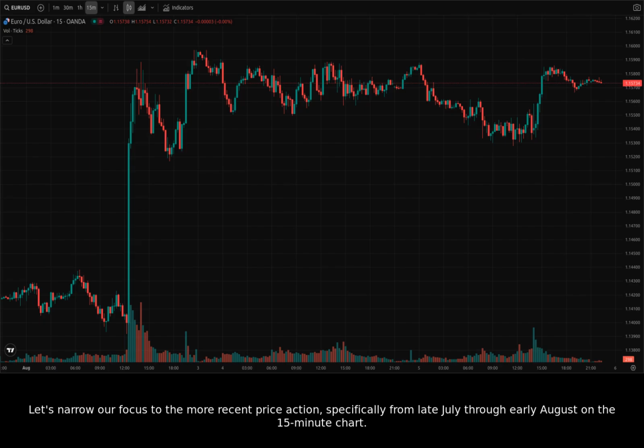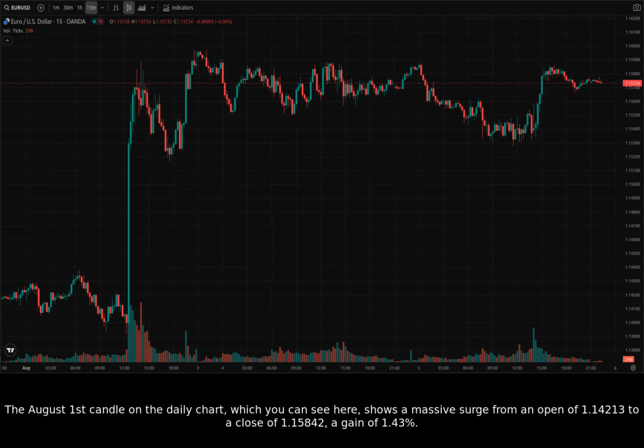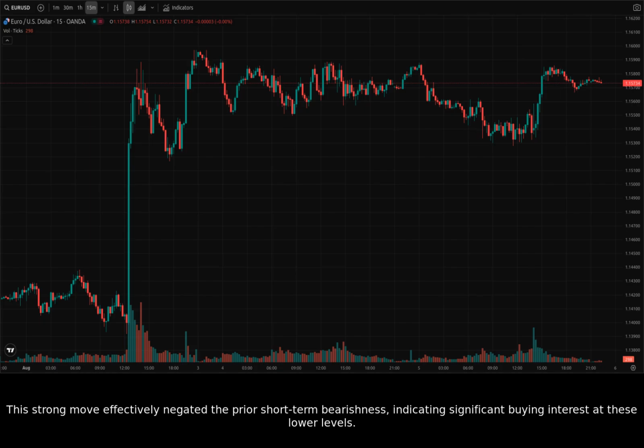Let's narrow our focus to the more recent price action, specifically from late July through early August on the 15-minute chart. Following the significant drop at the end of July, where price fell from highs near 1.178 to lows around 1.140, we observed a sharp rebound. The August 1st candle on the daily chart, which you can see here, shows a massive surge from an open of 1.14213 to a close of 1.15842, a gain of 1.43%. This strong move effectively negated the prior short-term bearishness, indicating significant buying interest at these lower levels.